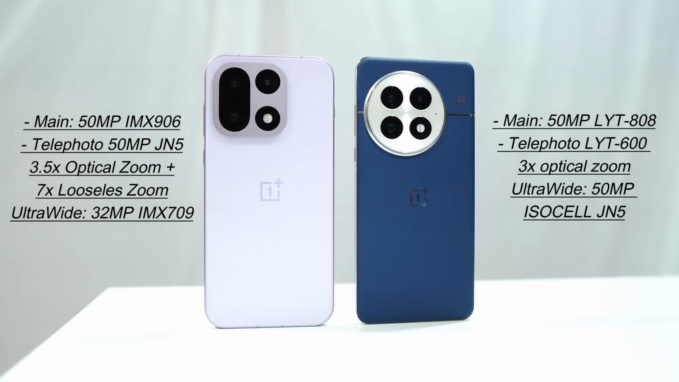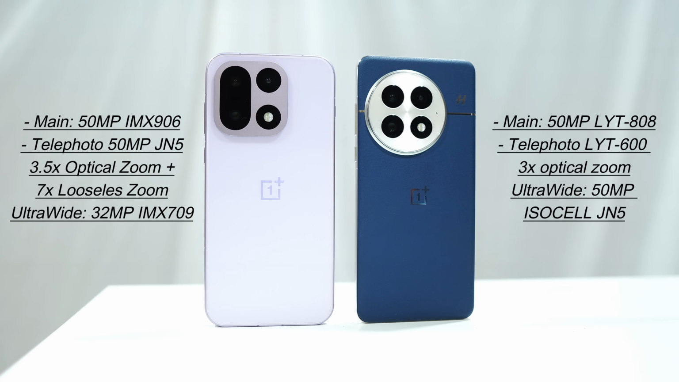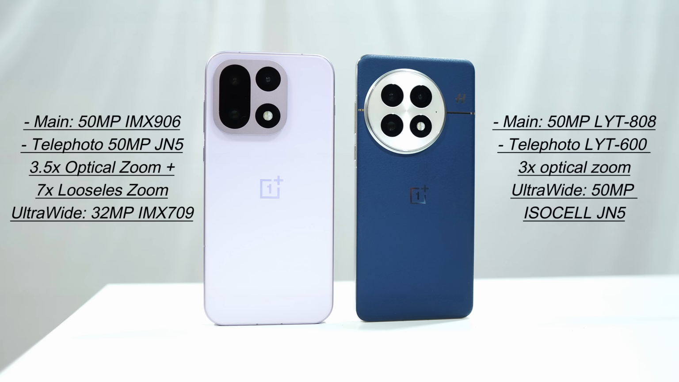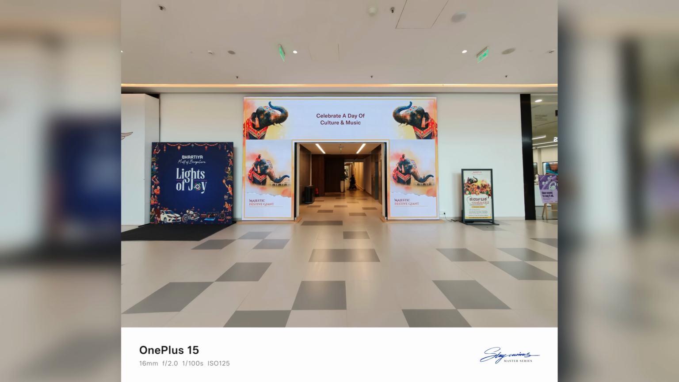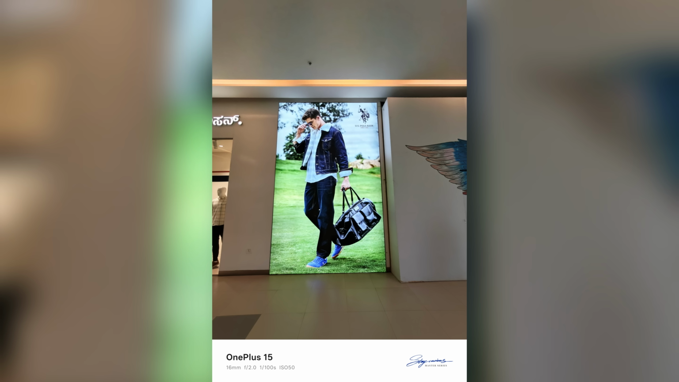See, both the devices come with a triple camera setup. On OnePlus 15, the primary camera is a 50 megapixel IMX906. OnePlus 13 has the LYT808. Telephoto is again 50 megapixel on OnePlus 15. The sensor is JN5, which supports 3.5x optical zoom and 7x high quality lossless zoom. On the 13, we get the LYT600 with 3x optical zoom. The ultra wide lens on OnePlus 15 is 50 megapixel, an Omni sensor. And on OnePlus 13, we get the JN5.